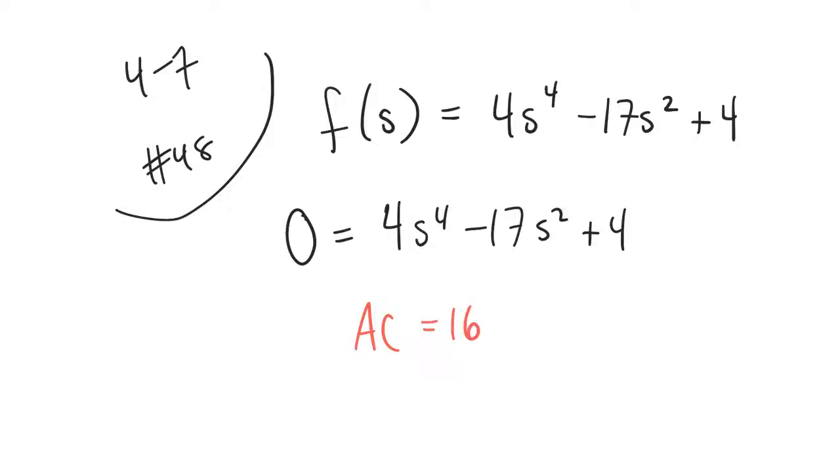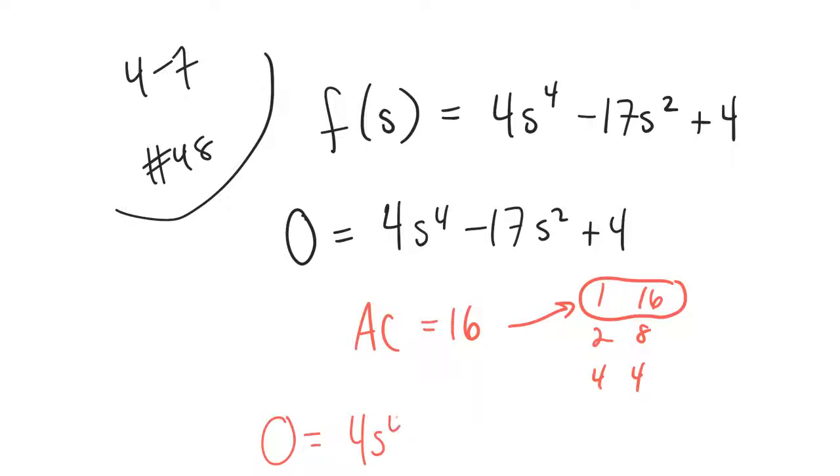What numbers multiply to 16 and add up to negative 17? Negative 16 and negative 1. I could look at all the factors of this, 1 and 16, 2 and 8, or 4 and 4. The only way to get 17 is to add these two together as both negatives. So I rewrite my equation as 4s to the fourth minus 16s squared minus 1s squared plus 4.